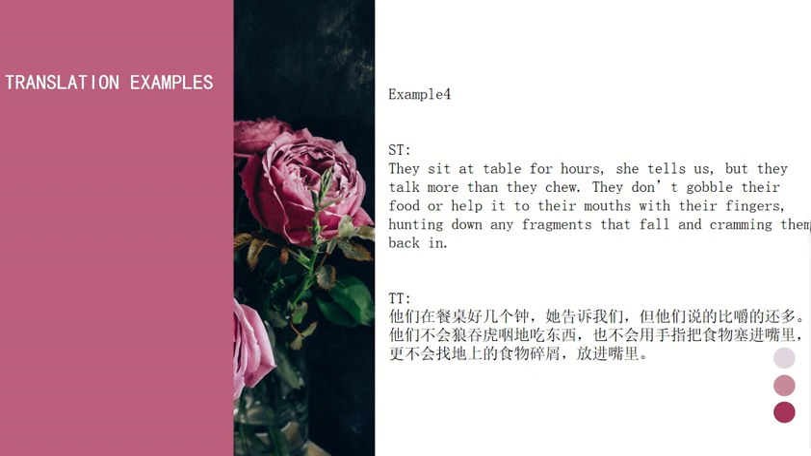This challenge is at the sentence level. I use the amplification approach to cope with this sentence, adding conjunctions to connect these verbal groups. On top of that, these three clauses are in progressive relation. The latter one is more impossible. Conjunctions can express this relation perfectly. So in my translation, it is 他们坐在餐桌好几个钟，他告诉我们，但他们说的比嚼的还多。他们不会狼吞虎咽地吃东西，也不会用手指将食物塞进嘴里，更不会找地上的食物碎屑放进嘴里。So with the help of these conjunctions, I can help the sentences go fluently and coherently. So that is all about our presentation.